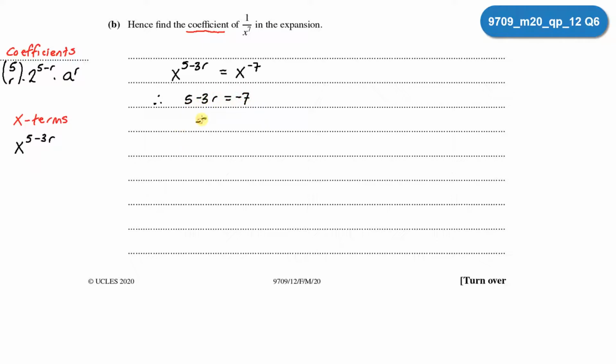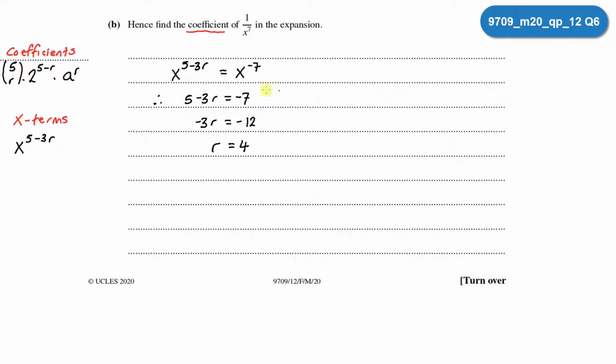Subtracting 5 from both sides, we get minus 3r is equal to minus 12. And dividing both sides by minus 3, we get r equal to 4. So the coefficient of 1 over x to the power 7 occurs when r is equal to 4.